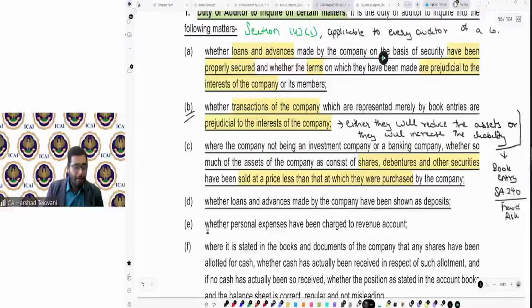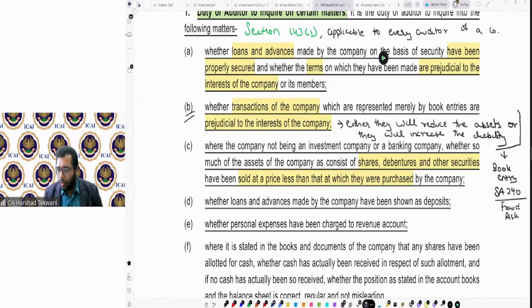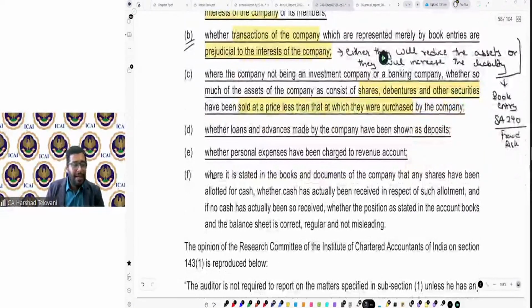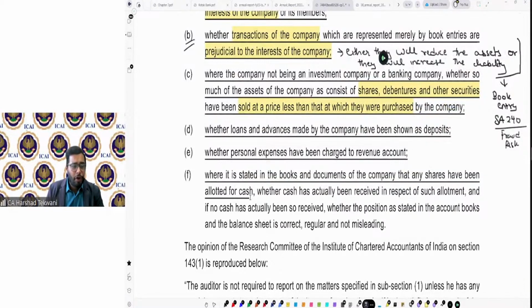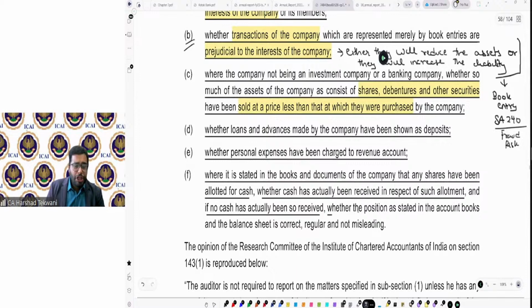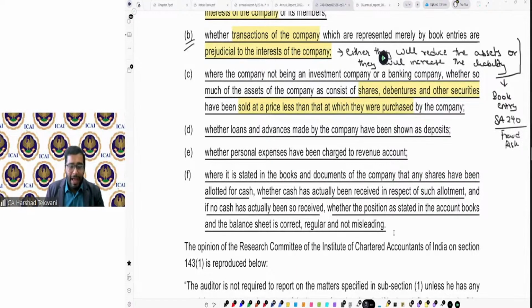Then whether personal expenses have been charged to the revenue account. If yes, then we are required to report, otherwise, no. Then whether it is stated in the books of accounts and documents of the company that any shares have been allotted for cash and whether the cash has actually been received in respect of such allotment. If no cash has been received, whether the position as stated in the books of account and the balance sheet is correct, regular and not misleading.